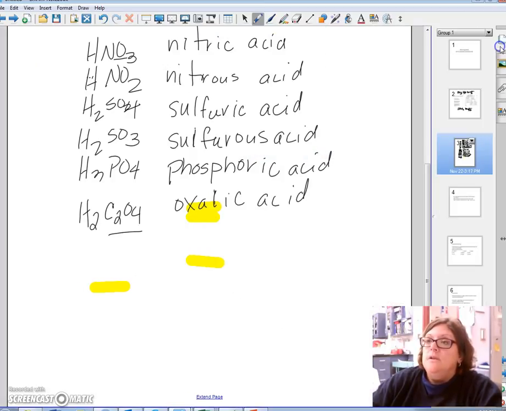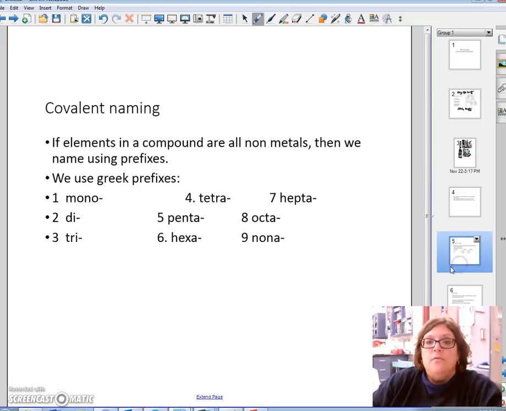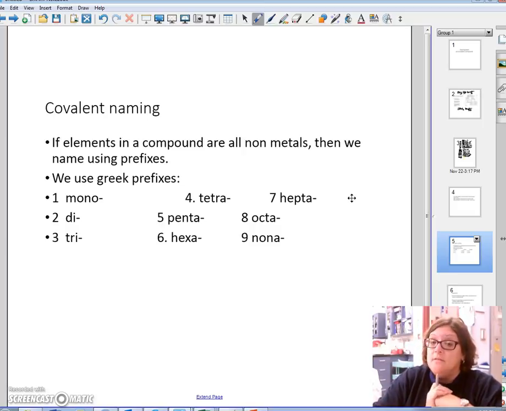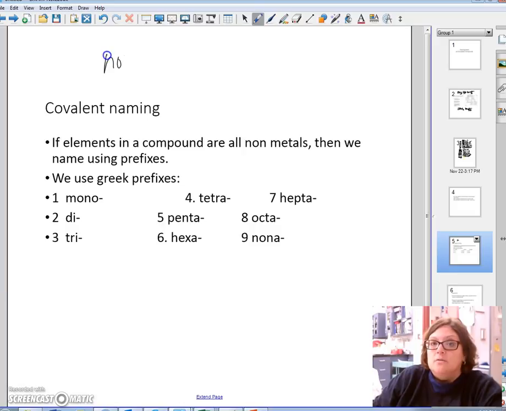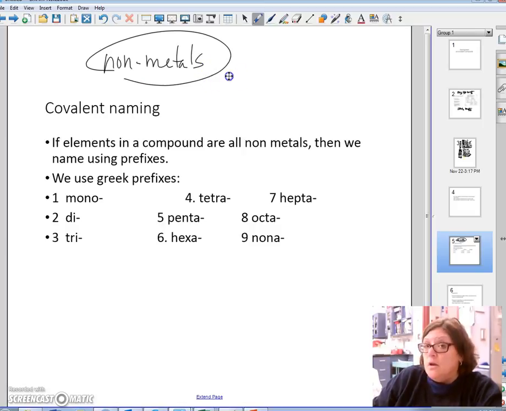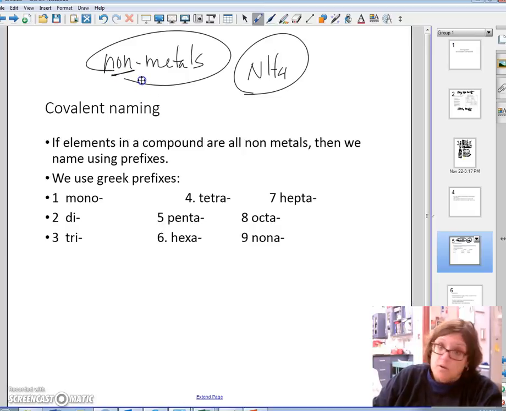All right, on to naming covalent compounds. Hopefully this is something you remember from Chem 1, because we're going to use prefixes and suffixes again, just like we just did with the acids. The difference is, and this is what kills me, when we start naming covalent compounds you all go nuts with these prefixes and suffixes. Covalent compounds are made of nonmetals together. If it starts with a nonmetal, you get to use the prefixes. If it doesn't start with a nonmetal, we don't use the prefixes.